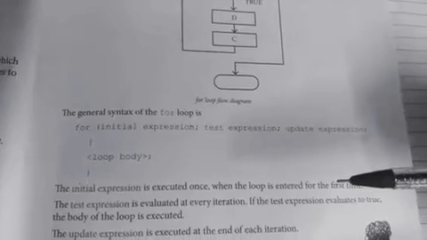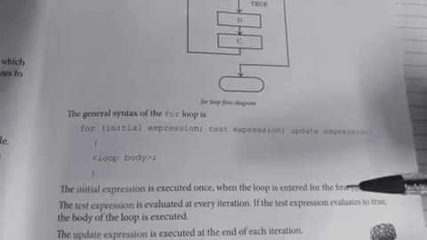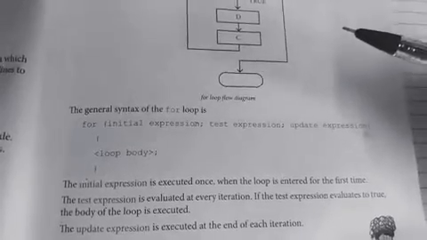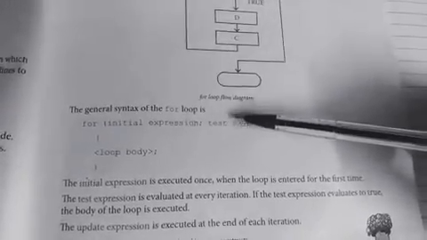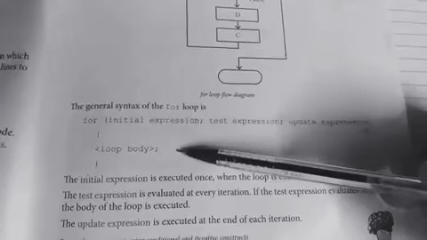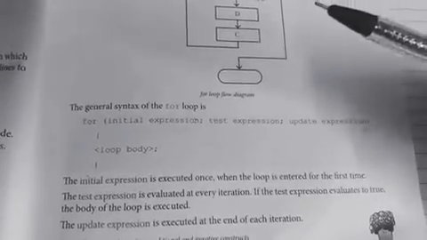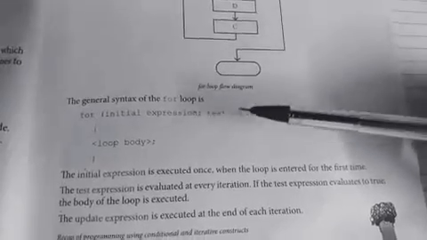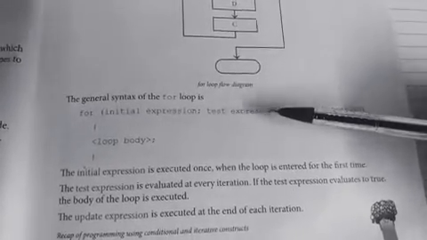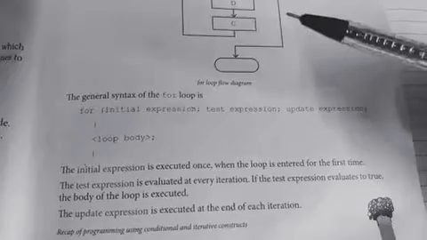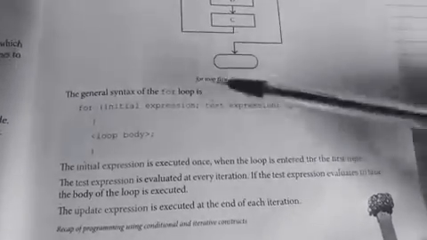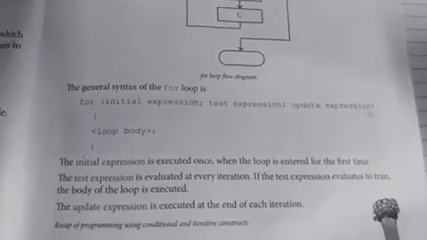Test expression is evaluated at every iteration. So in every iteration we are evaluating this test expression. If the test expression is true, then body of loop will be executed. Otherwise, the body of loop will not be executed. That is, if the test expression we are checking is true, then we'll go to the body of loop. If it is false, then we will not execute the for loop.